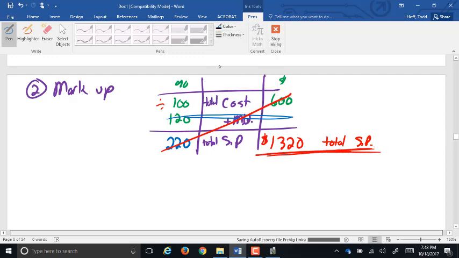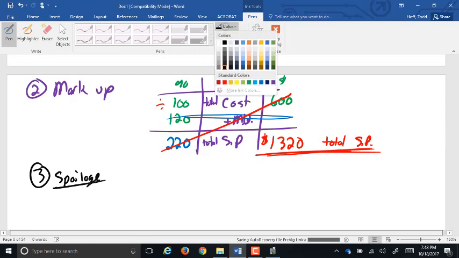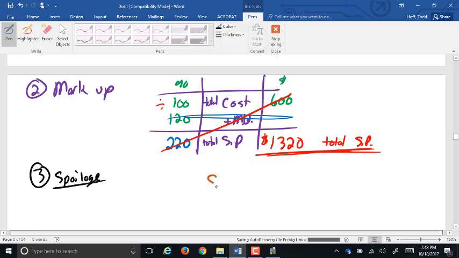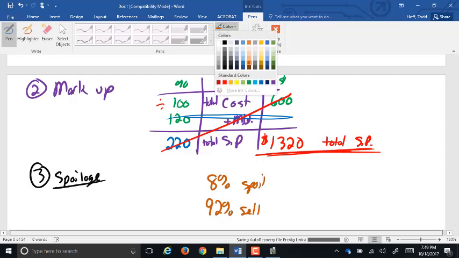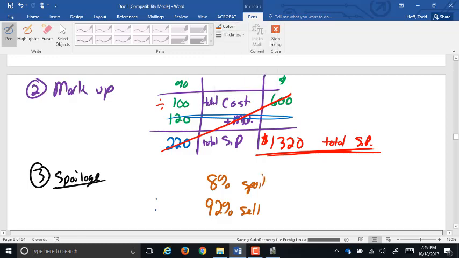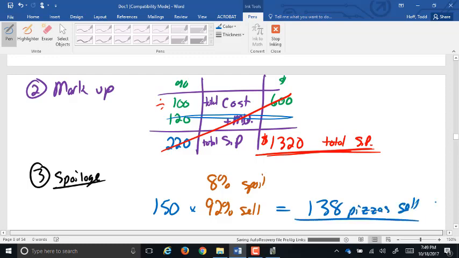What's next? Spoilage. What was our percent spoilage? 8% spoilage, which means 92% sell. So we are going to take how many pizzas? 150 times 0.92 is 138. 138 pizzas sell.